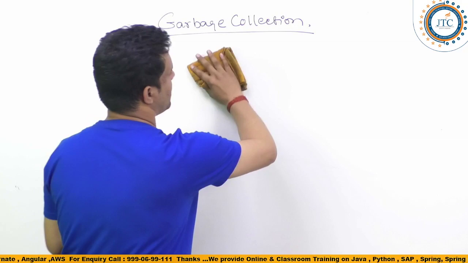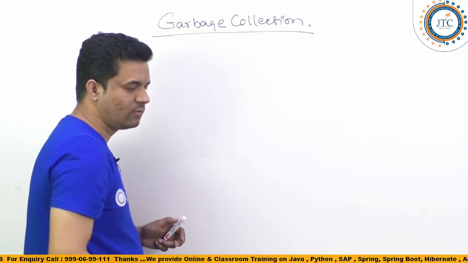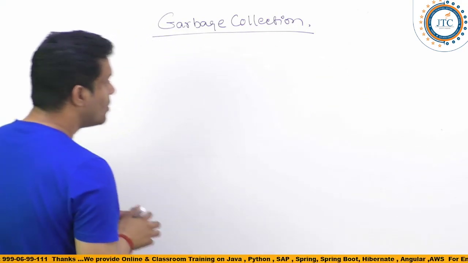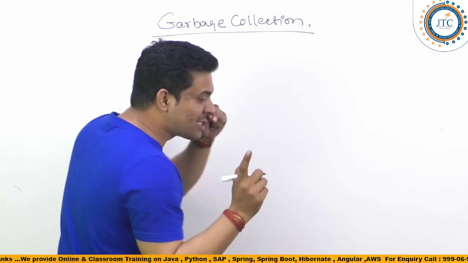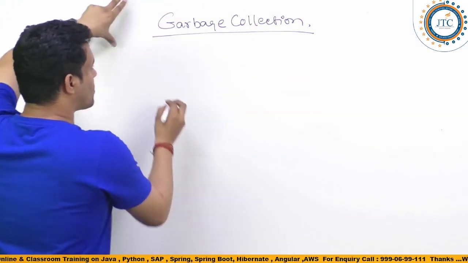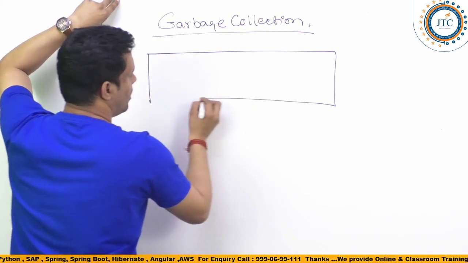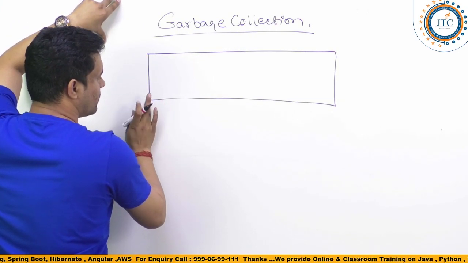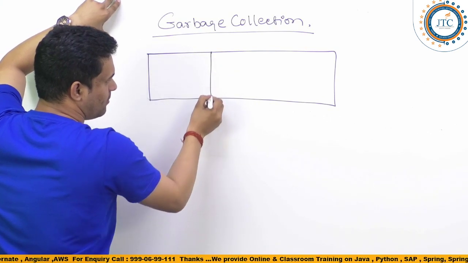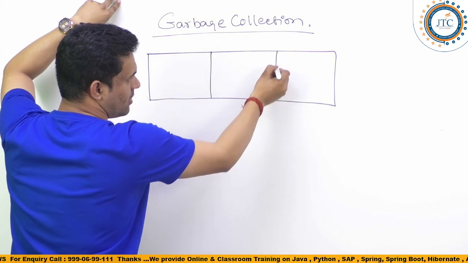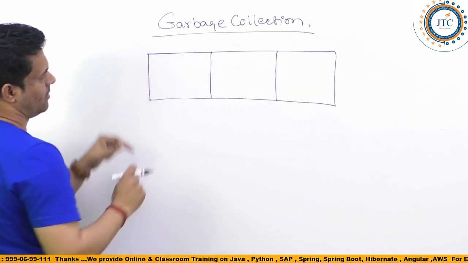So garbage collection we are going to do. Remember 3 things in the garbage collection. It's a golden rule in the garbage collection. 3 parts I am making inside this.